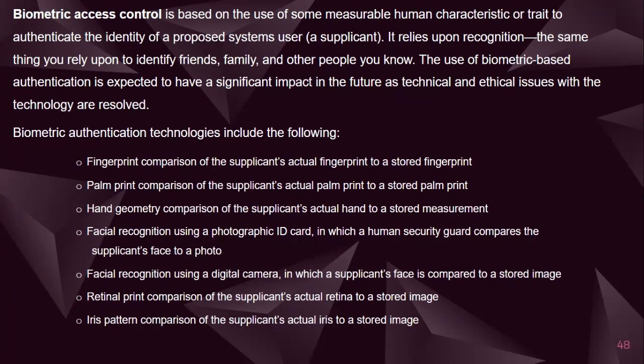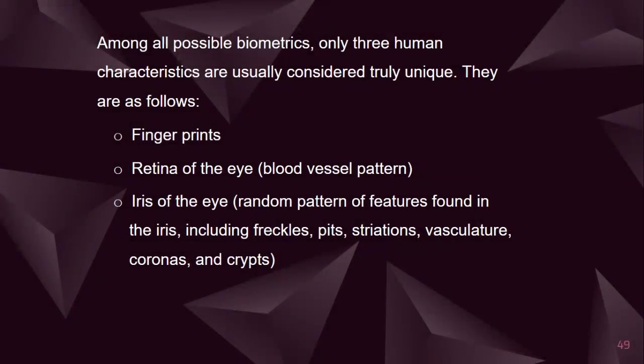Biometric authentication technologies include the following: fingerprint, comparison of the supplicant's actual fingerprint to a stored fingerprint; palm print, comparison of the supplicant's actual palm print to a stored palm print; hand geometry, comparison of the supplicant's actual hand to a stored measurement; facial recognition using a photographic ID card, in which a human security guard compares the supplicant's face to a photo; facial recognition using a digital camera, in which a supplicant's face is compared to a stored image; retinal print, comparison of the supplicant's actual retina to a stored image; iris pattern, comparison of the supplicant's actual iris to a stored image.